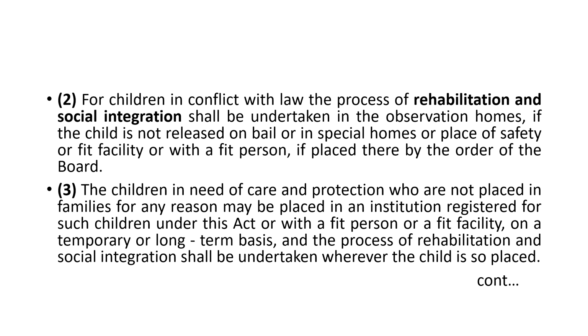Now, subclause 2 says that for a child in conflict with the law, if the child is not released on bail, his rehabilitation is to begin in the observation home, and if the child has been put by the order of the JJB or the children's court in a place of safety or a special home, his rehabilitation will begin there. The purpose of the Act is not the punishment of the child, it is for the rehabilitation and the reintegration.